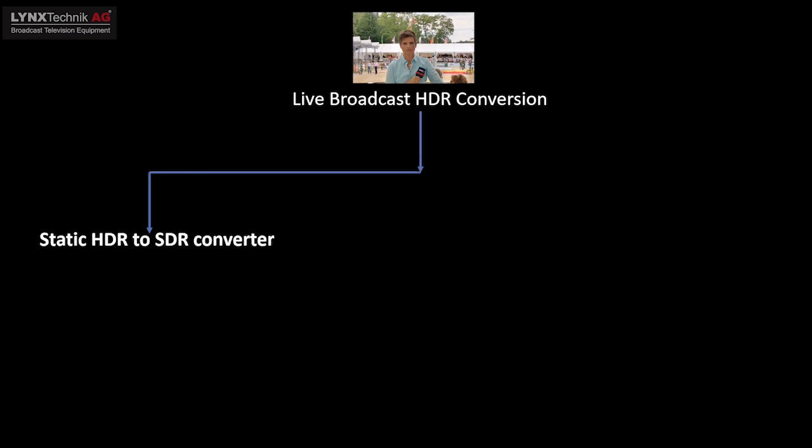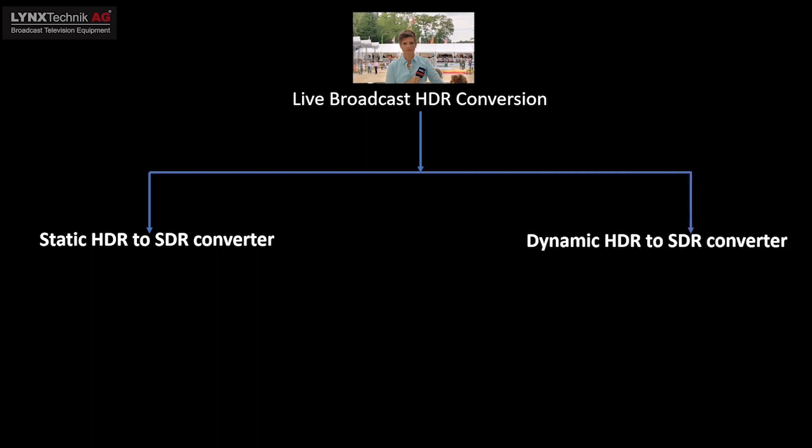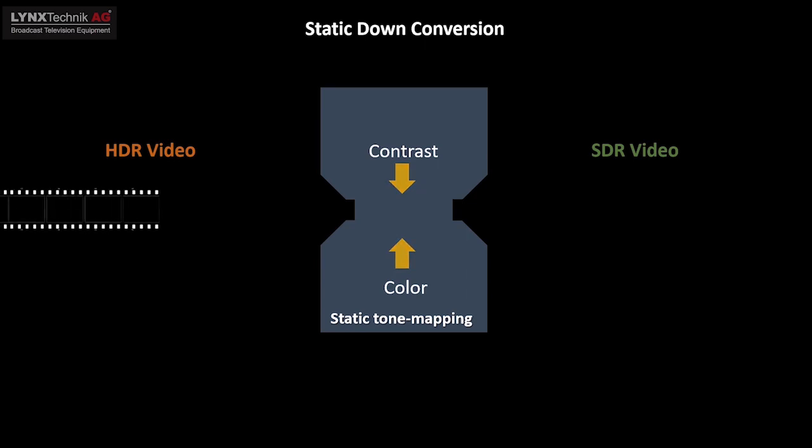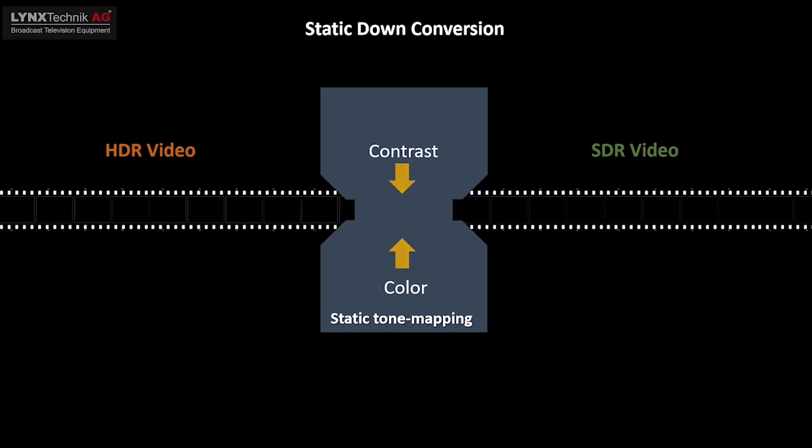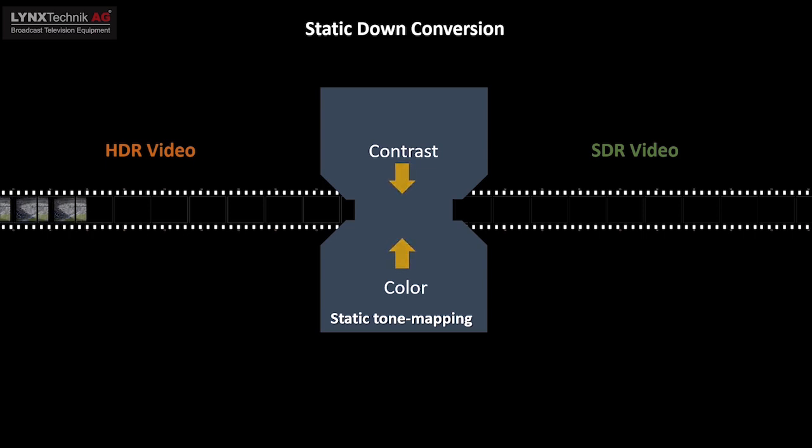Let's take a look at two types of high dynamic range to standard dynamic range converters that are currently being used in the live broadcast environment. The first type is static HDR to SDR converter, and the second type is dynamic HDR to SDR converter. The traditional approach is called static down conversion, in which a knee function is used to incorporate luminance information which would normally be outside the SDR range.